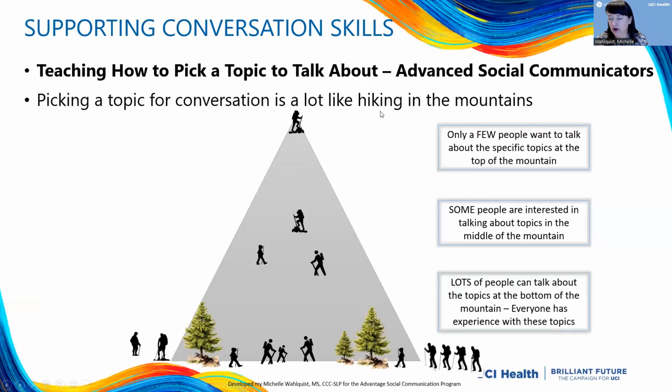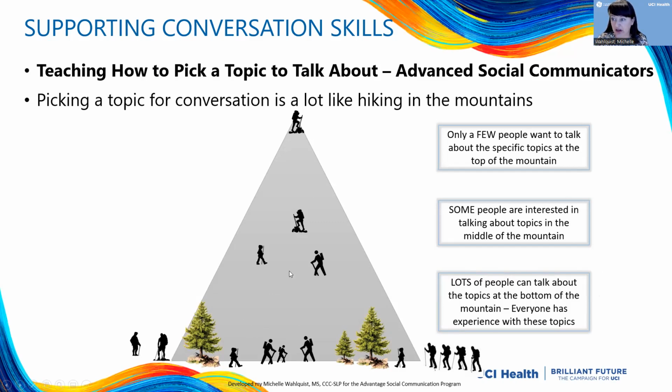For older, more advanced communicators, it can be very difficult for them to know what to talk about, what to ask questions about. So they may be able to ask all kinds of questions, but picking a topic for conversation is challenging. So for these kids, I give them the example of a topic mountain. So we talk about how lots of people, when they go hiking, can get to the bottom of a mountain, right? Everyone can get to the bottom. And when you're picking a topic of conversation, the topics at the bottom of the mountain are topics that everyone knows about, everyone can talk about.